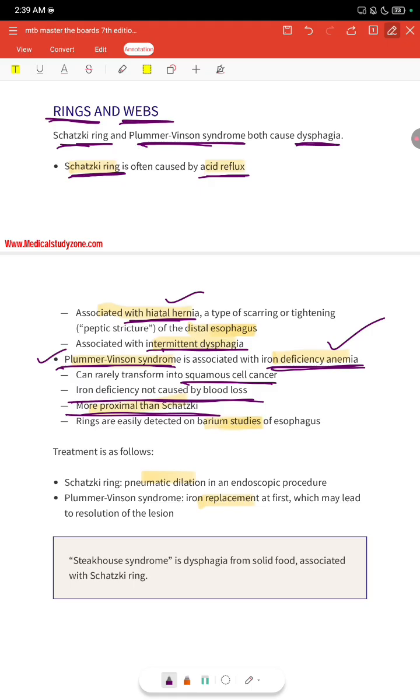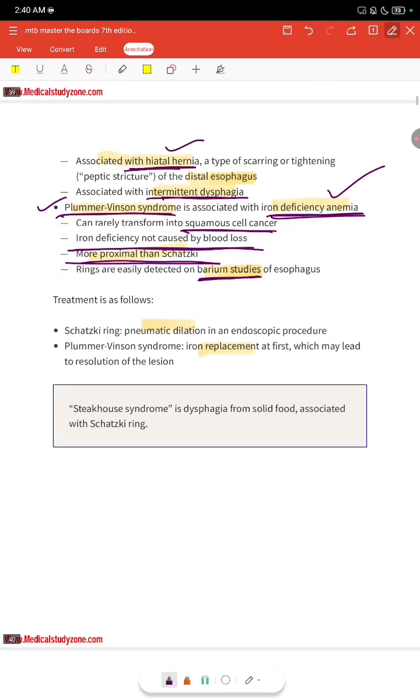Rings are easily detected on barium studies of the esophagus. So this was the difference. Schatzki ring is often caused by acid reflux associated with a hiatal hernia, and it is associated with intermittent dysphagia, while the Plummer-Vinson syndrome is associated with iron deficiency anemia, can rarely transform into squamous cell cancer, and the iron deficiency is not caused by blood loss. It is more proximal than Schatzki, and they are easily detected on barium studies of the esophagus.